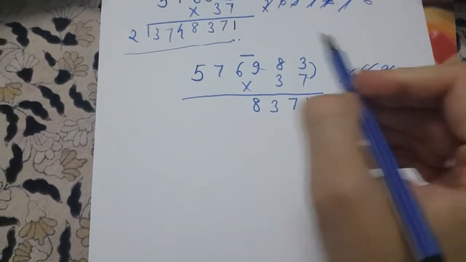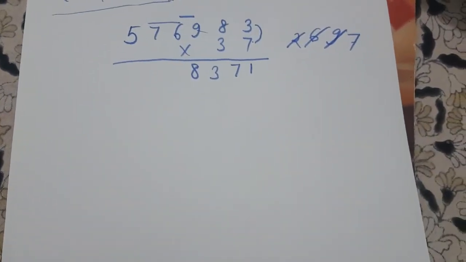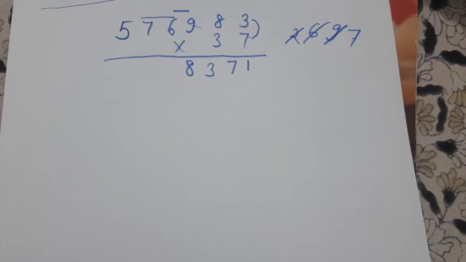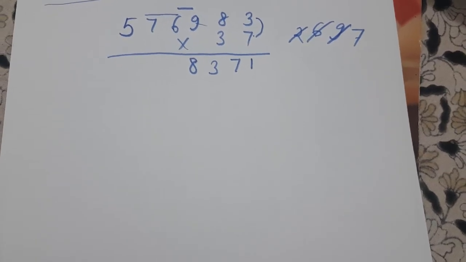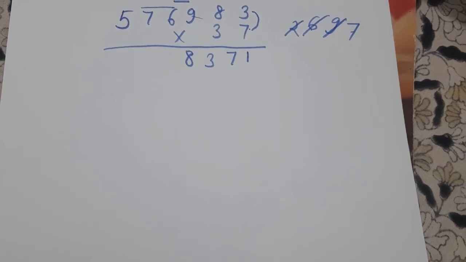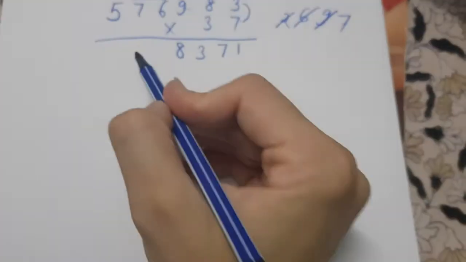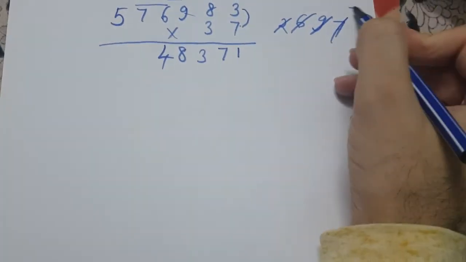7 will be carry. Now you have to multiply this number. So for that, 7 times 7 is 49 plus 18, 59, 69, 67. 67 plus 7 carry, your answer will be 74. So 7 will again be carry.